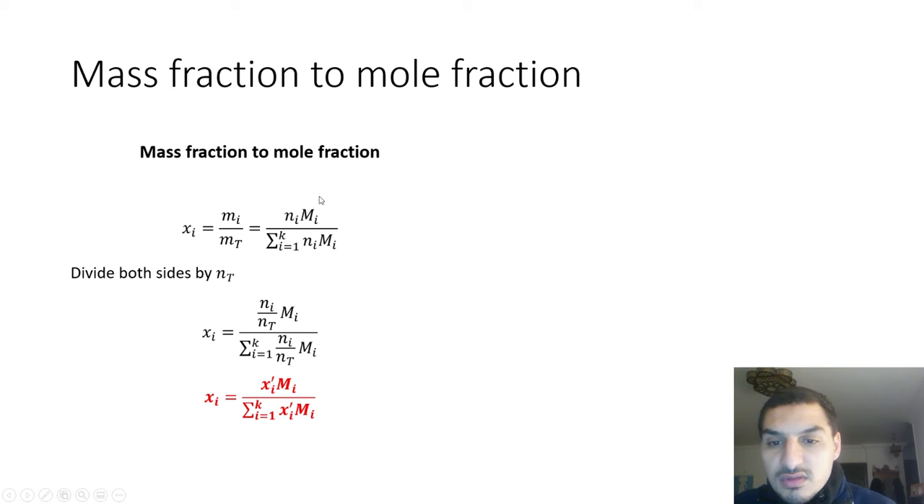If we divide in numerator and denominator by N_t, the total number of moles, we will end up to have this as the mole fraction, and this is the mole fraction. So it's gonna be x_i dash, which is the mole fraction, multiplied by the molecular weight, divided by the summation of the mole fraction multiplied by the molecular weight. So this is the relation that I can use if I know the mole fraction to get the mass fraction. So I can get the mass fraction as a function of the mole fractions.